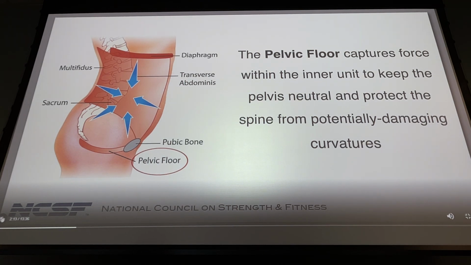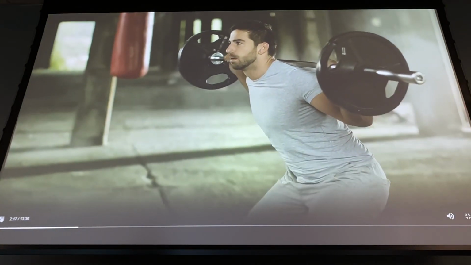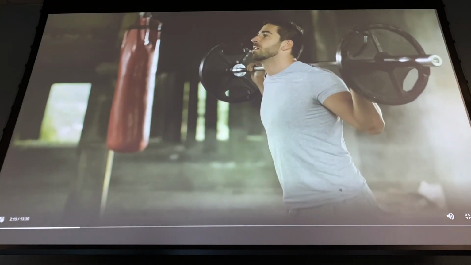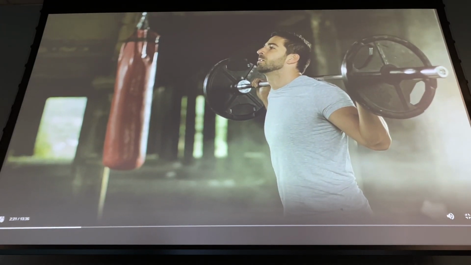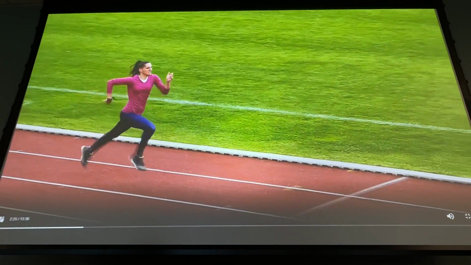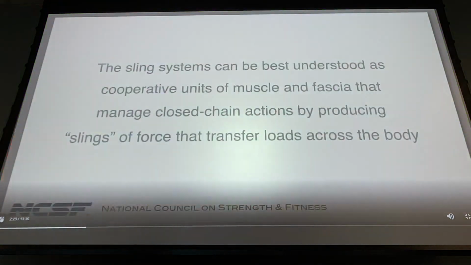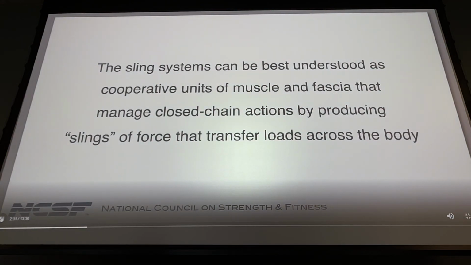It anchors and braces the pelvic vertical to handle loading of the trunk, such as during a back squat. Stiff spine for those strong lifts. The sling systems can be best understood as cooperative units of muscle and fascia that manage closed chain actions by producing slings of force that transfer loads across the body.